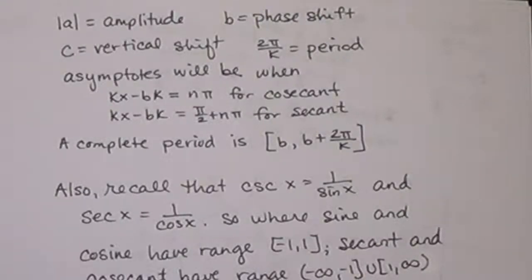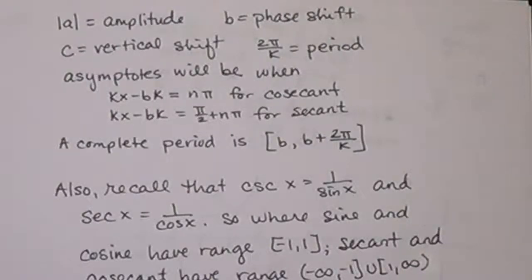Unlike our sine and cosine, again because of the places these functions are undefined, we are going to have asymptotes. And so to find the asymptotes for cosecant, we're going to look at where kx minus bk, or the argument of our cosecant function, is equal to n pi, or places where the sine function is 0, so multiples of pi. For secant, we're going to look at the kx minus bk, so again that argument of the secant function, and we're going to determine where those are equal to pi over 2 plus n pi. So those are the places that cosine is 0.